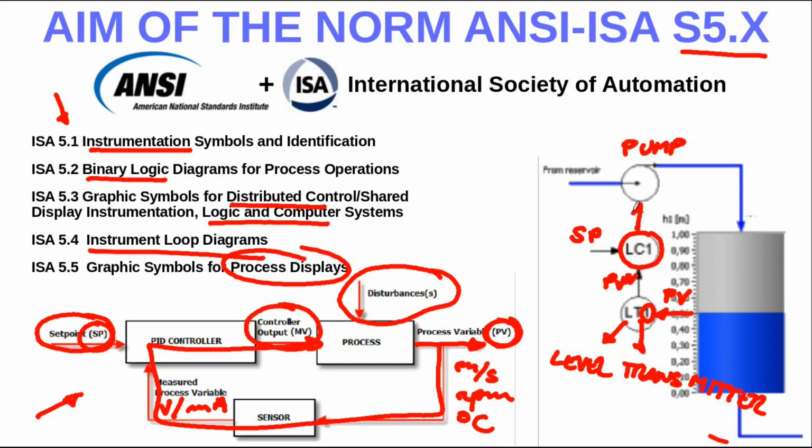As you can see here, this is the output of the controller, which is MV, the manipulated variable, the controller output, the controller action. And this action is applied to the pump, whose speed will increase or decrease depending on the decision of the controller, which depends in turn on the difference between the set point and the PV, so the set point and the real process variable.